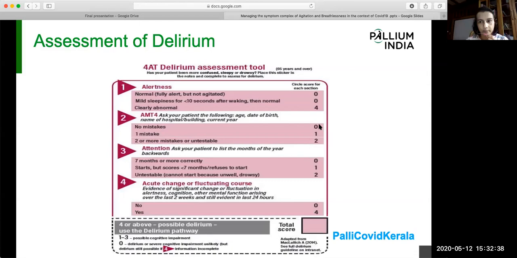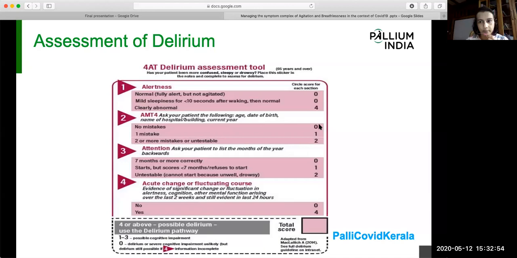So how do you try to find out whether the patient is alert or not? If the patient is normal or fully alert and not agitated, they get a score of 0. If they have mild sleepiness for less than 10 seconds, but then if you wake the patient up they're normal, again, they only score 0.